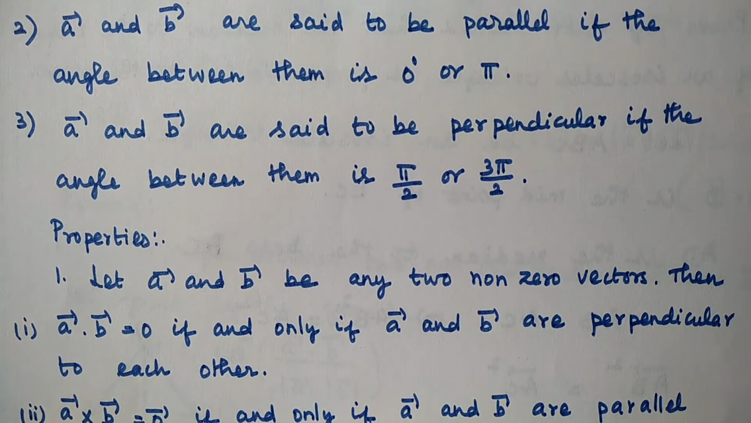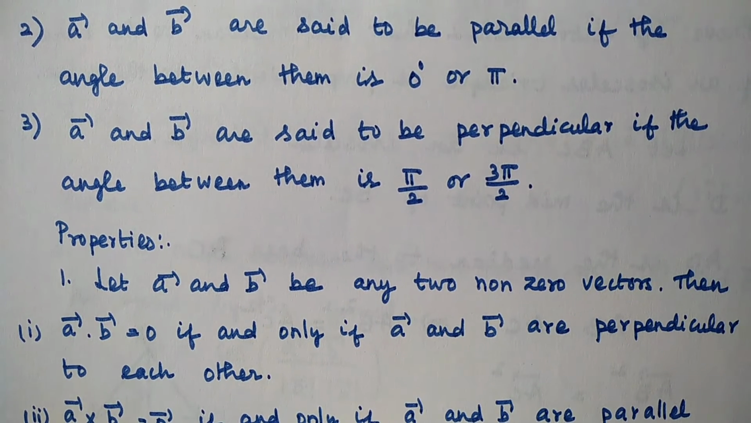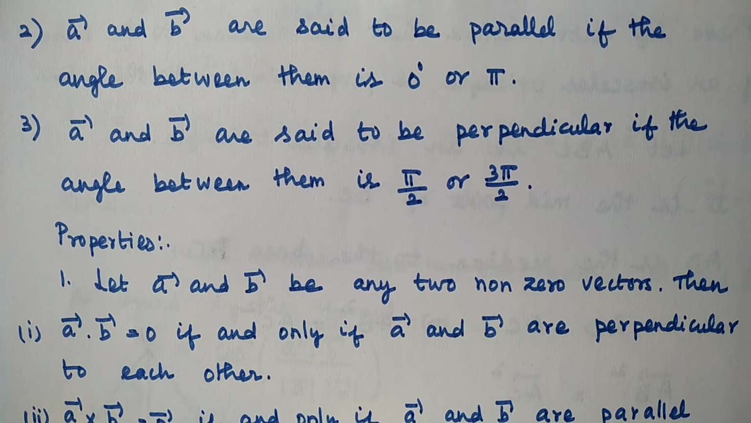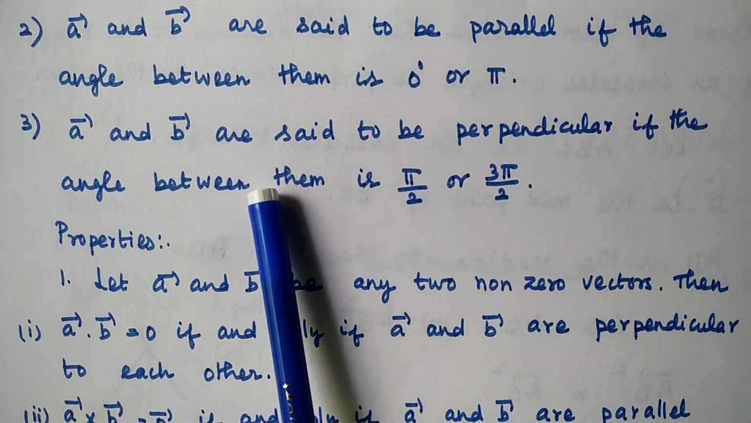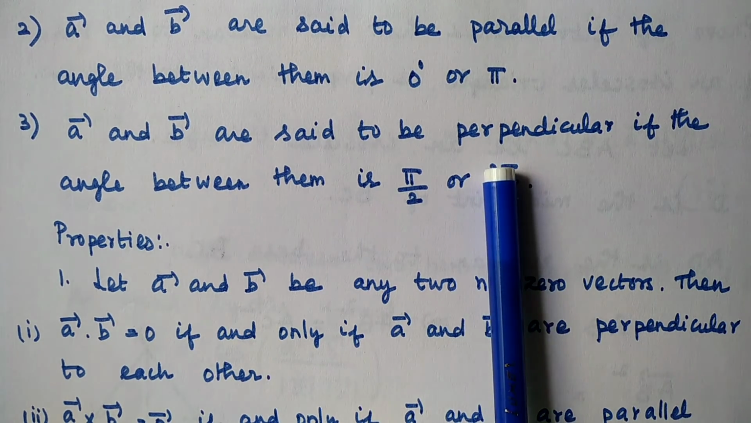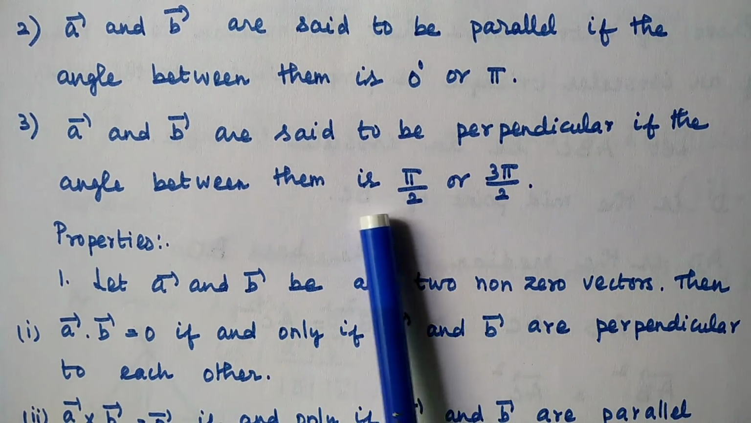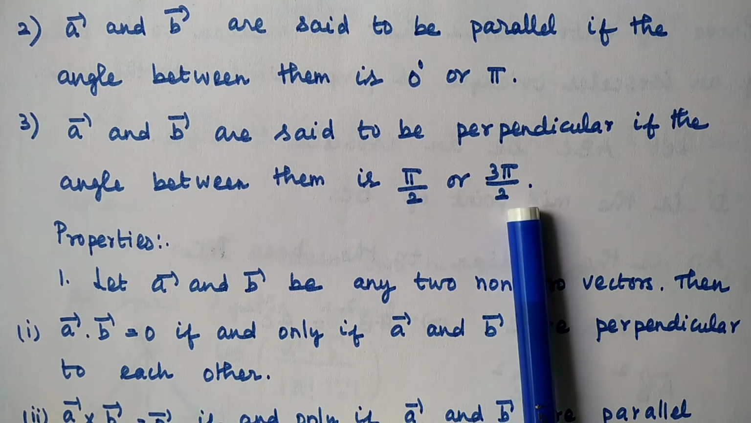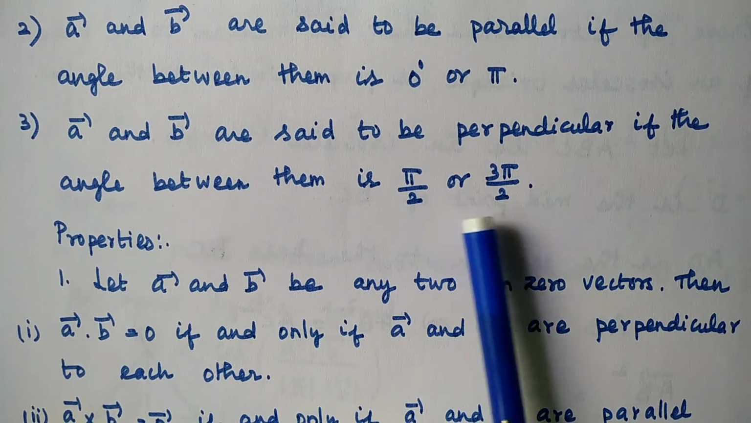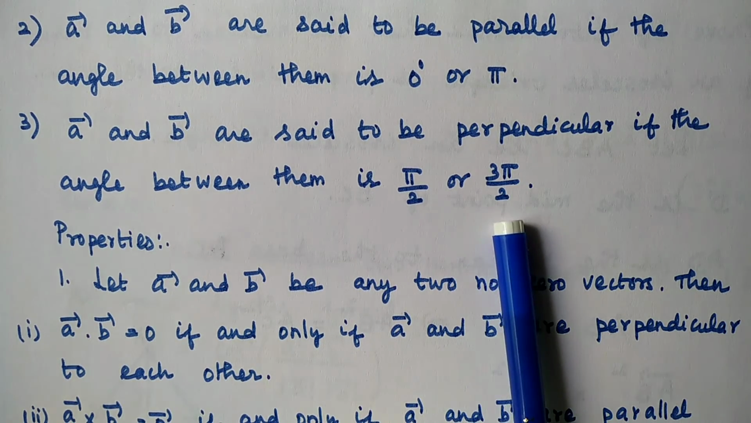A vector and b vector are said to be parallel if the angle between them is 0 degree or pi. A vector and b vector are said to be perpendicular if the angle between them is pi by 2 or 3 pi by 2, 90 degree or 270 degree.